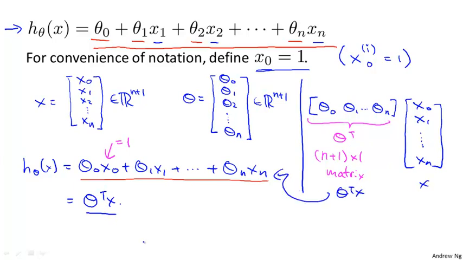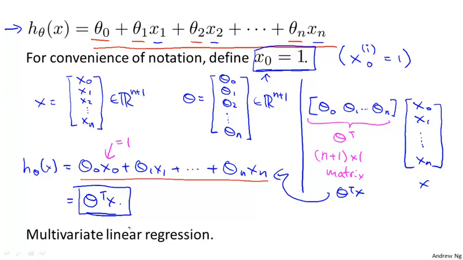This gives us a convenient way to write the form of the hypothesis as just the inner product between our parameter vector theta and our feature vector x, and it is this little bit of notation, this little extra bit of notational convention, that lets us write this in this compact form. So that's the form of our hypothesis when we have multiple features. And just to give this another name, this is also called multivariate linear regression. And the term multivariate is just maybe a fancy term for saying that we have multiple features or multiple variables with which to try to predict the value y.